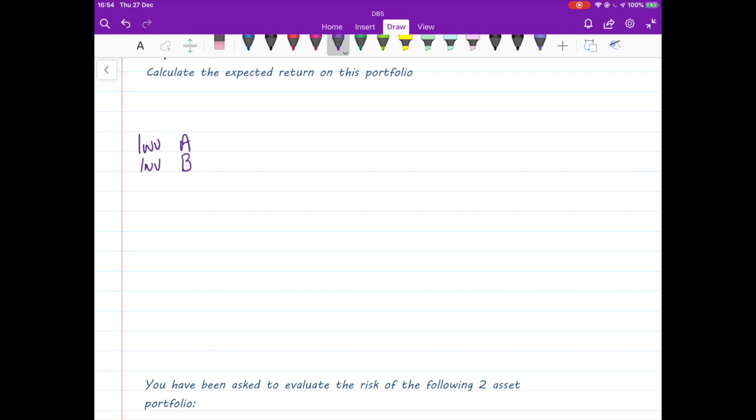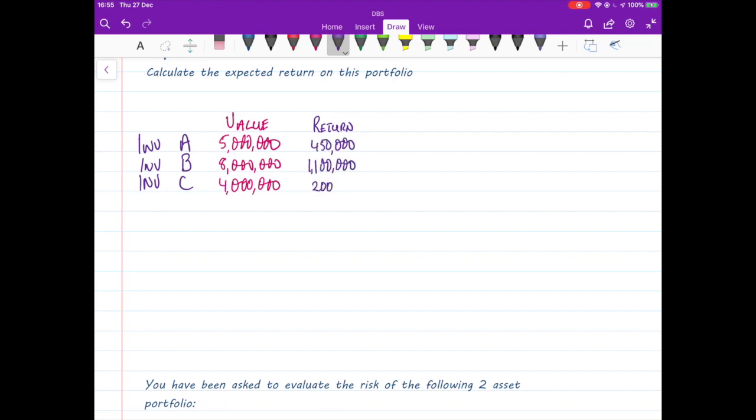So we have three investments. We'll call them A, B, and C for simplicity. And their value in the portfolio at the moment is 5 million, 8 million, and 4 million, and that gives a total of 17 million altogether. The return on that in cash for asset A is 450,000, B is 1.1 million, and C is 200,000. And so if we divide the return by the value, we can get a percentage value of the return for each of those, which works out at 9, 13.75, and 5 respectively.